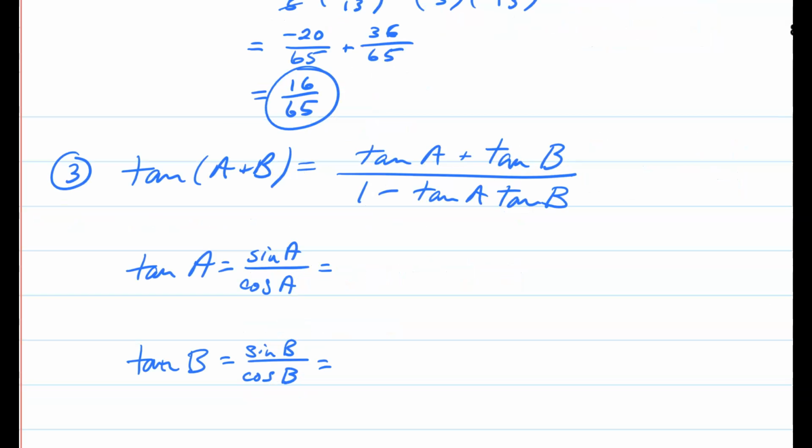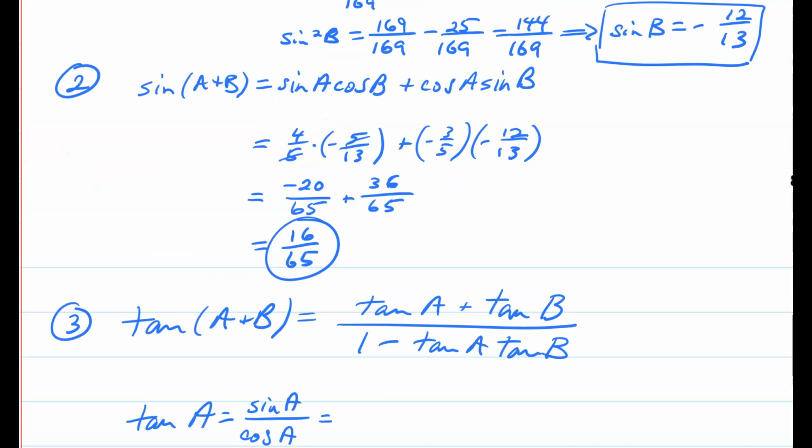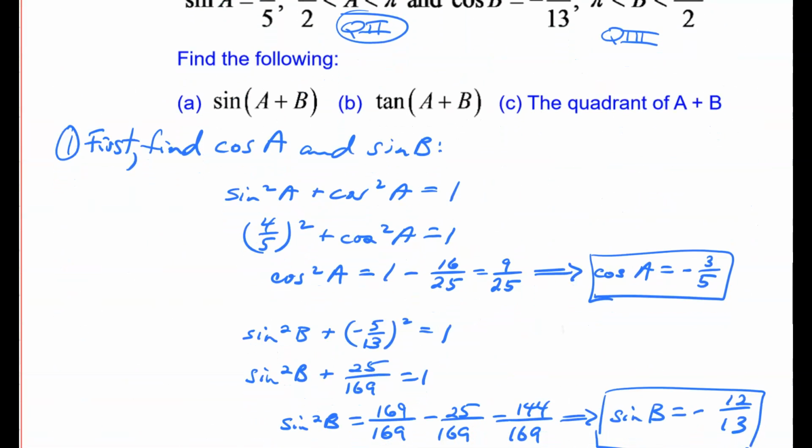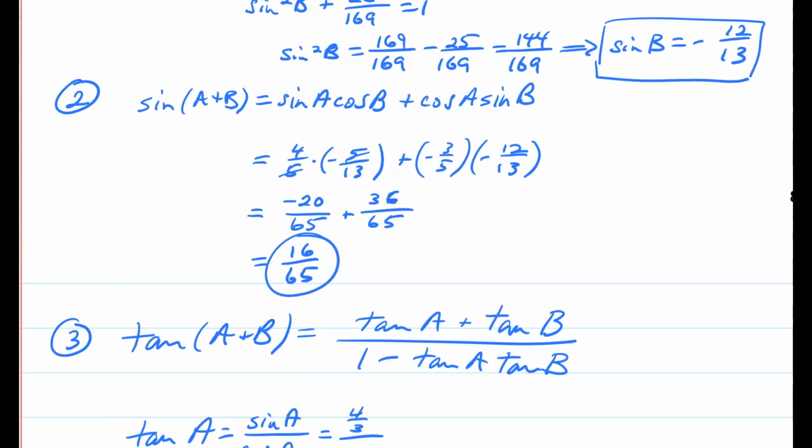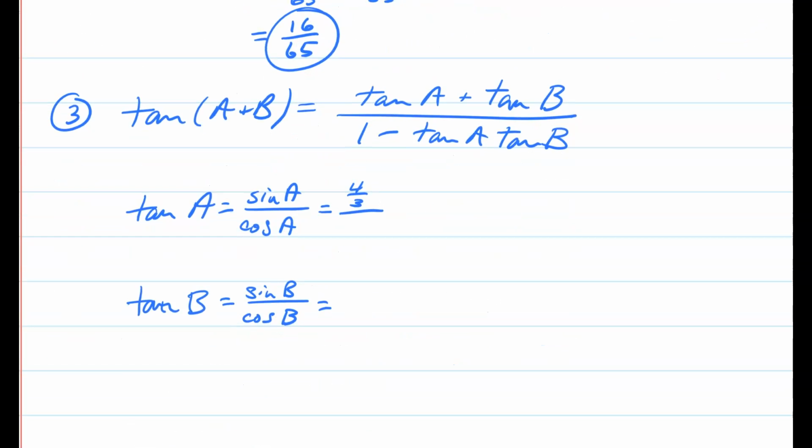Next, we're going to find out what the tangent of a plus b is. As we can see from our identity here, we're going to need the tangent of a, which is sine of a over cosine of a, and we'll need the tangent of b, which is sine of b over cosine of b. Well, the sine of a was given to us, and it's 4/5. And then the cosine of a we found earlier, and it's up here, it's negative 3/5. And that reduces to negative 4 over 3.